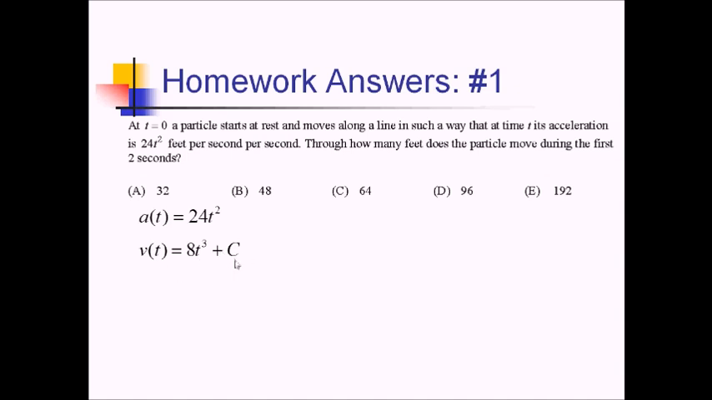Now we have to find out the c value by plugging in the initial velocity. What is that? Well, they told us that at time 0, our particle started at rest. They're saying the velocity is 0 at time 0. So we have 0 equals 8 times 0 cubed plus c. Everything zeroes out everywhere, so we just have c equals 0, meaning our velocity formula is none other than 8t cubed.